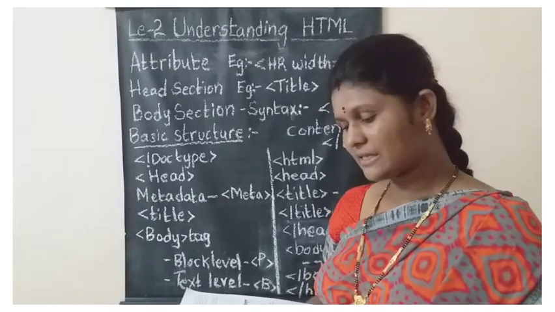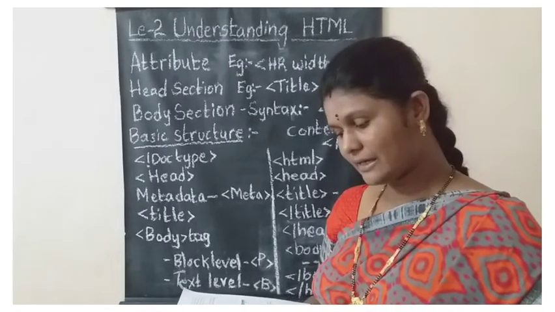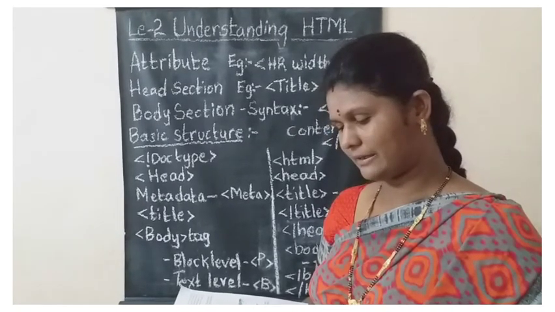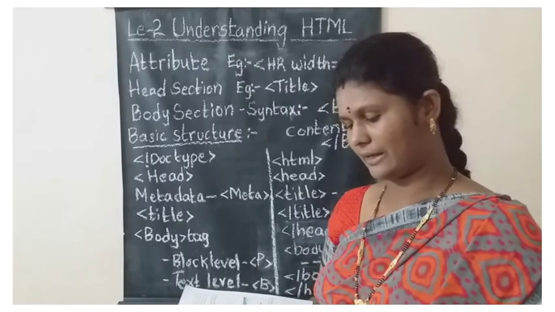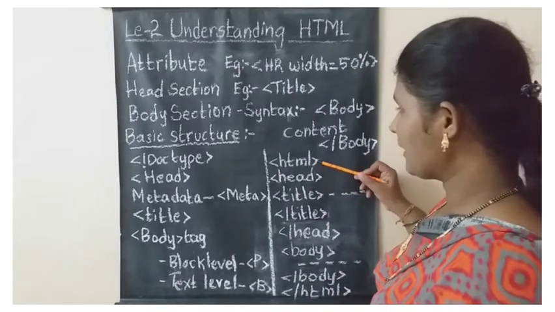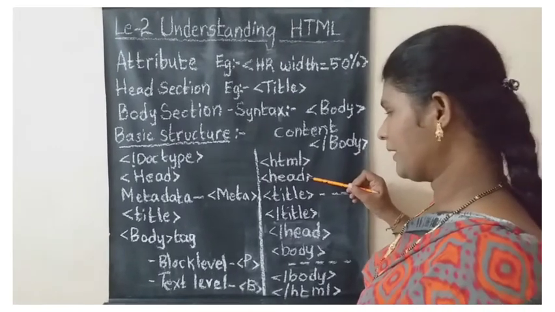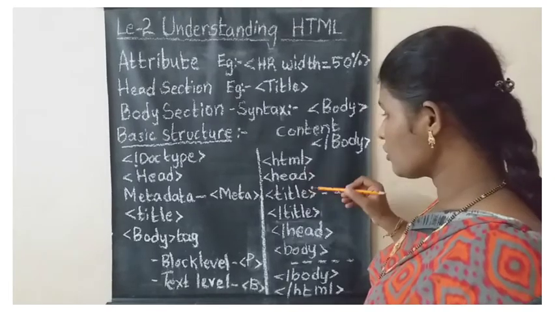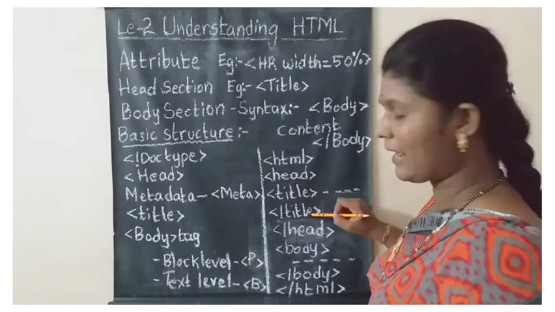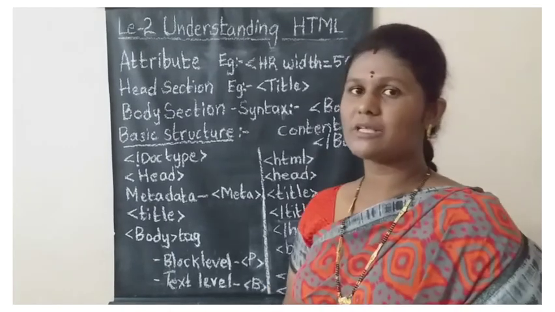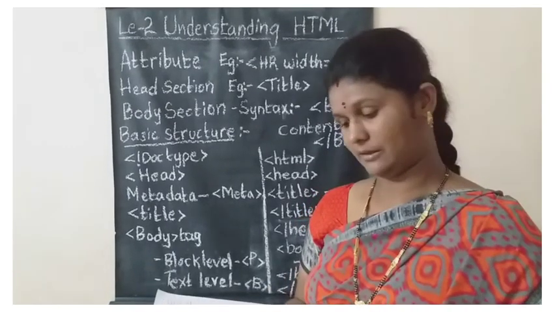When the tags are embedded, when you start a tag within another tag, you need to close the inner tag before closing the outer tag. For example, here I opened HTML and I opened head, and in the head I opened title. What do I have to close first, children? Title I have to close first, then head. At last I have to close the HTML tag, like that.